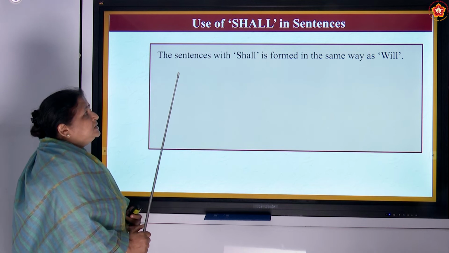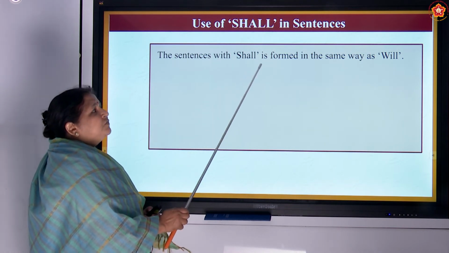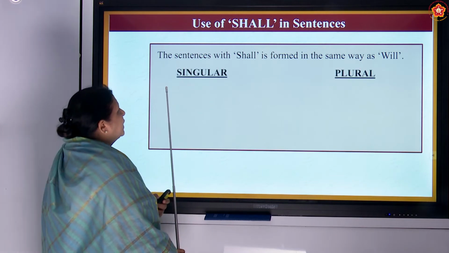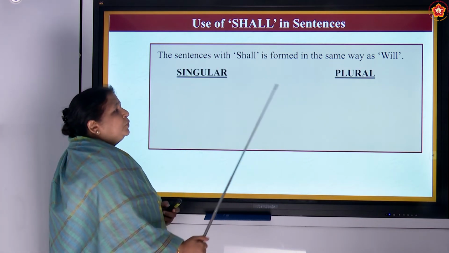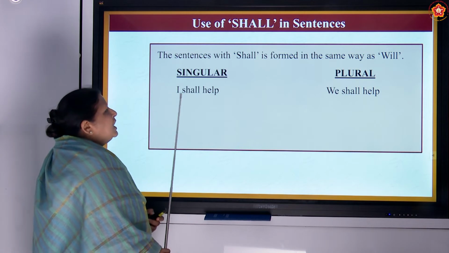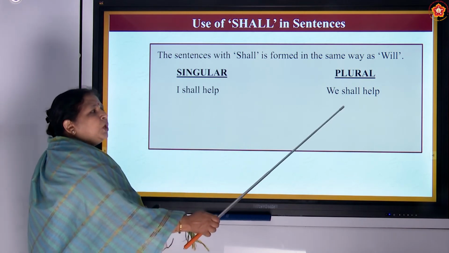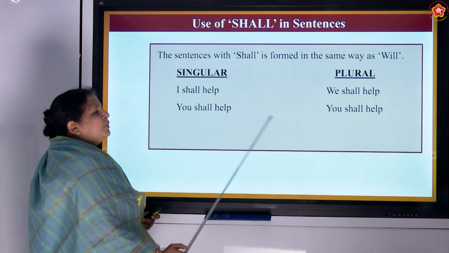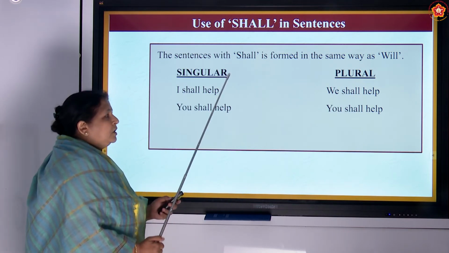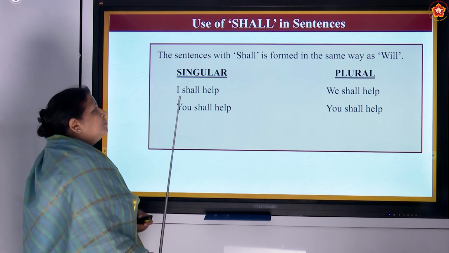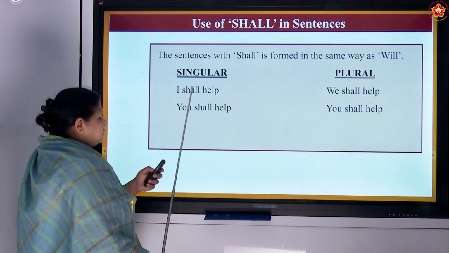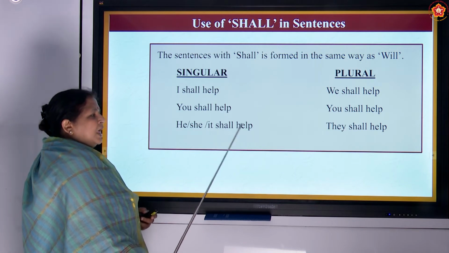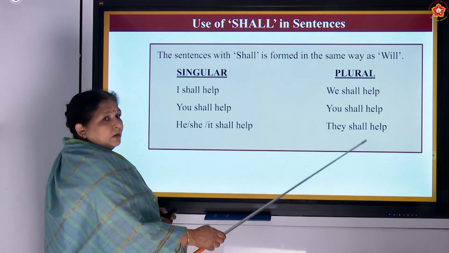The sentences with shall are formed in the same way as will. Singular and plural. I shall help. We shall help. You shall help. You is the same in singular and plural. He, she, it shall help. They shall help.